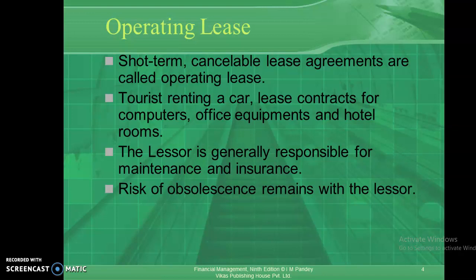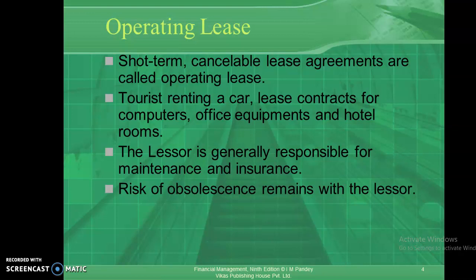Or if you are renting a car for 1 day or 2 days, you are taking the car on a rental basis. That is also known as an operating lease. If you are taking computers on a rental basis for 1 week, that is also a lease contract. Some organizations are giving office equipment for 1 month. That is also known as an operating lease. So such lease agreements are short-term lease agreements which can be cancelled at any particular point of time. Such leases are known as operating leases.